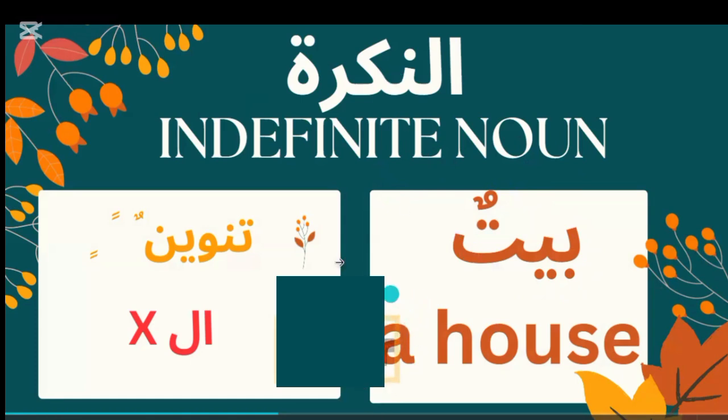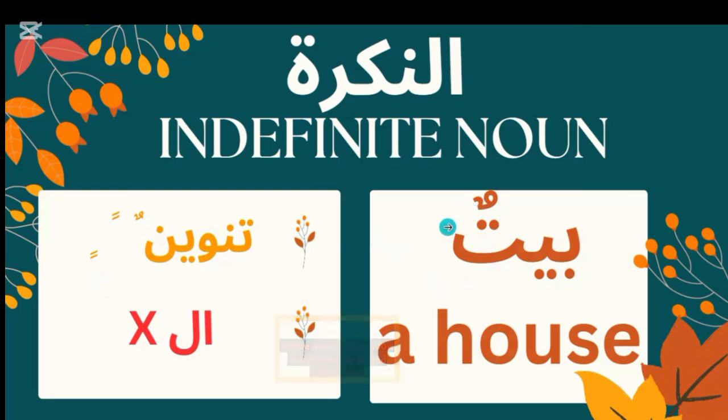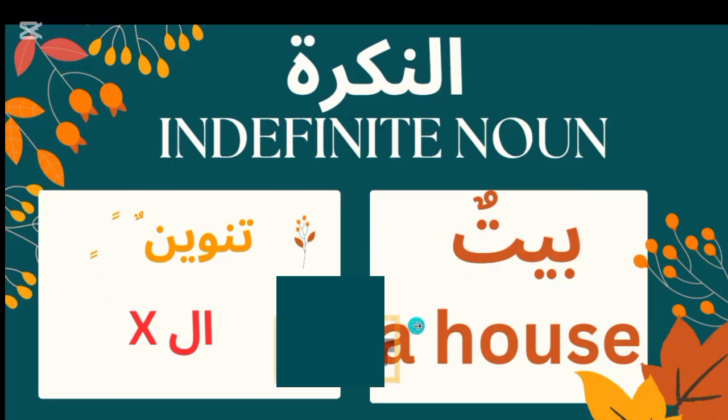And the rule for nakira is that we must use the tanween at the last letter of the word. Tanween of dhamma, pesh, tanween of fatha, zabar, tanween of kasra, zair. The word must have do zabar, do zair, or do pesh. Then it means the word is nakira. And we will translate the word as a house, kitabun, a book.